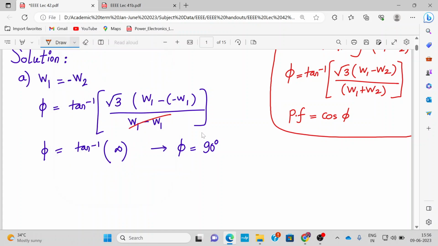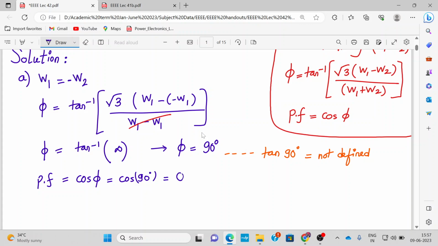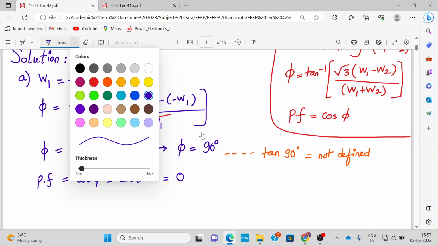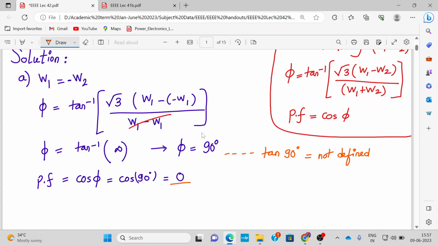I can write the reason over here. If you type tan 90 in degrees in a calculator, it will be not defined. Alright. Now we have to find the power factor. So power factor is given by cos phi. So here it is cos of 90, and we know cos of 90 is basically 0. So that's the answer for the first case. The answer is power factor is 0.